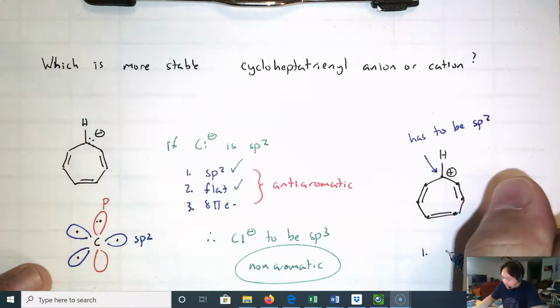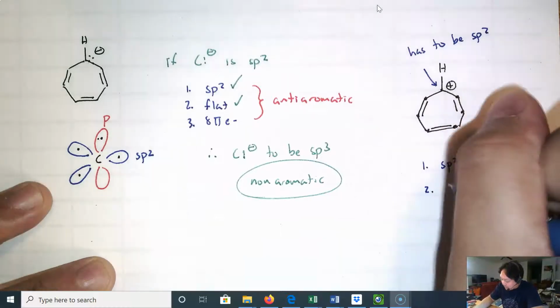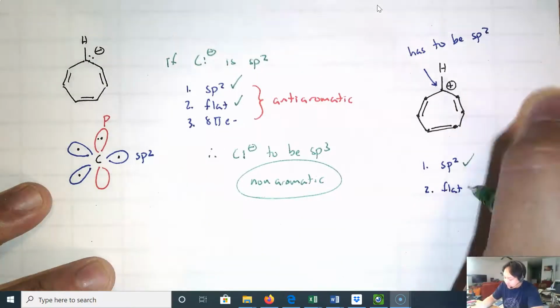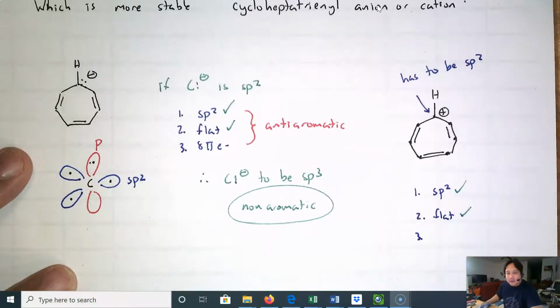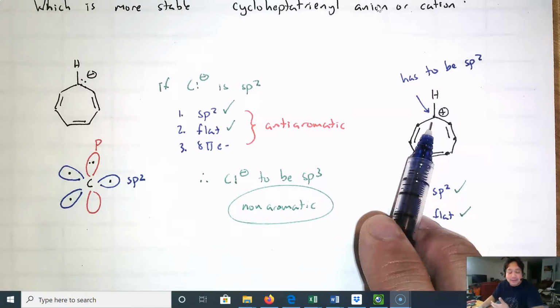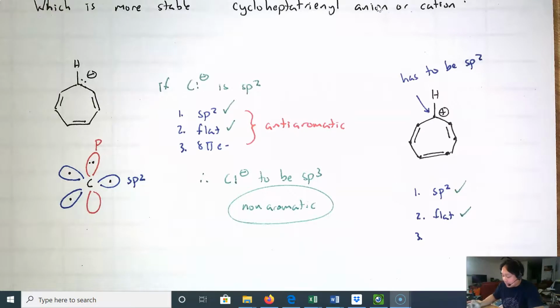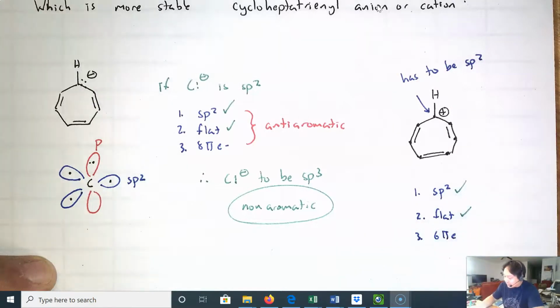So in terms of our rules for aromaticity, all those atoms are sp2. Number 2, it can be flat. And number 3, how many pi electrons? There are 2, 4, 6 pi electrons that I see. There's actually no lone pair here, so I don't have to worry about adding 2 more electrons. All the atoms are sp2 hybridized around the ring, so we're good. This is 6 pi electrons. Check. This molecule is aromatic.